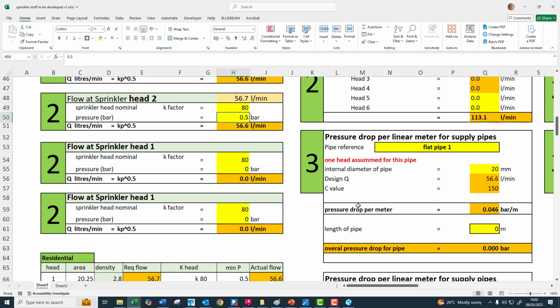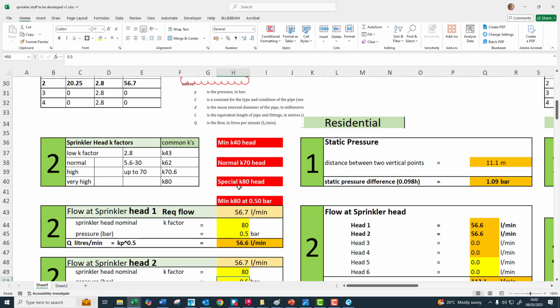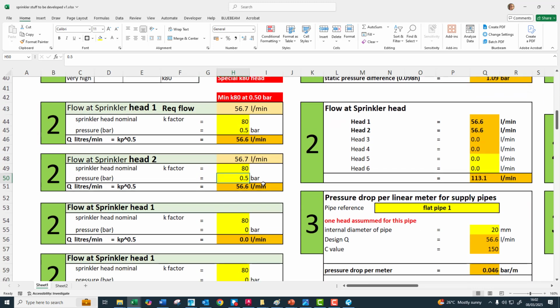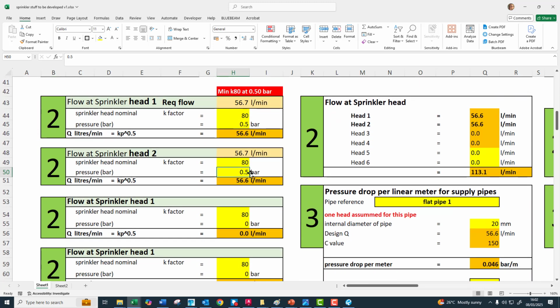So if I now add that 0.046 plus 0.5, obviously that gives us 0.546. So that second head will have 0.546 of a bar, and straight away you see that one's going to deliver more water because of that.